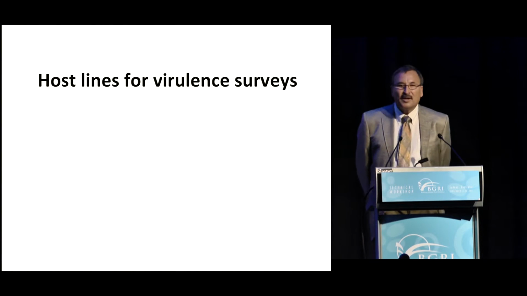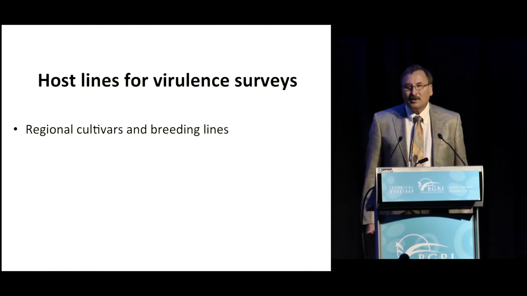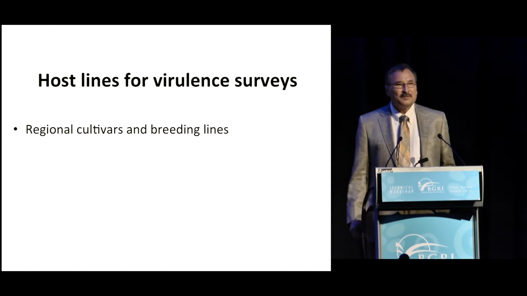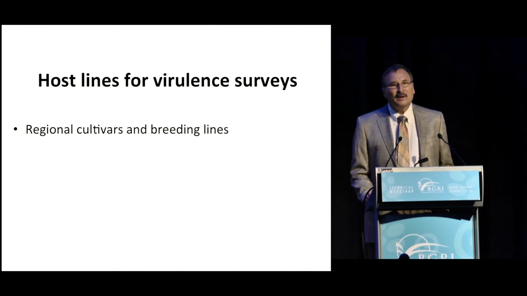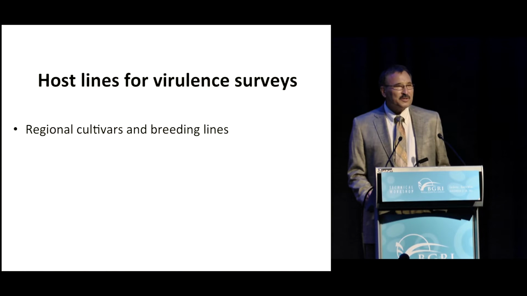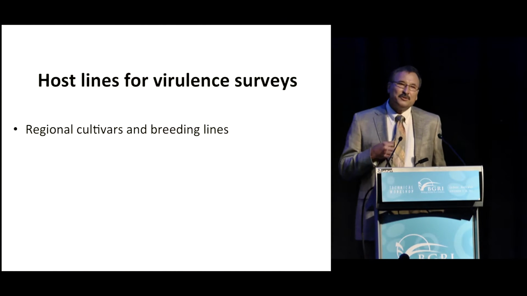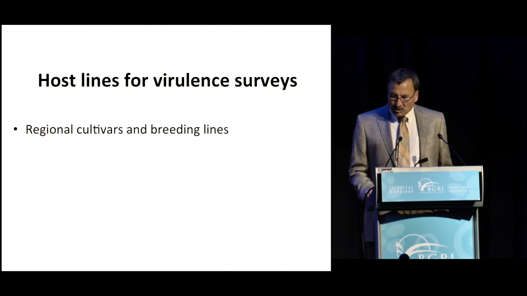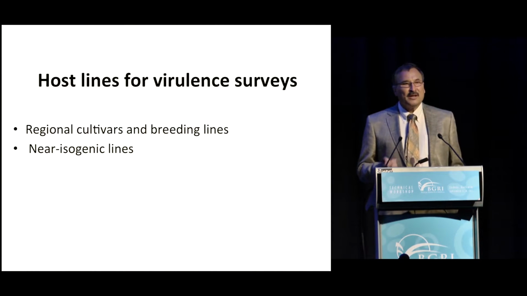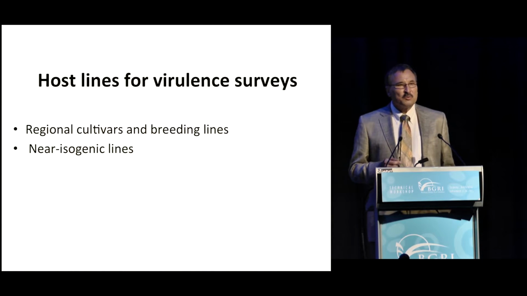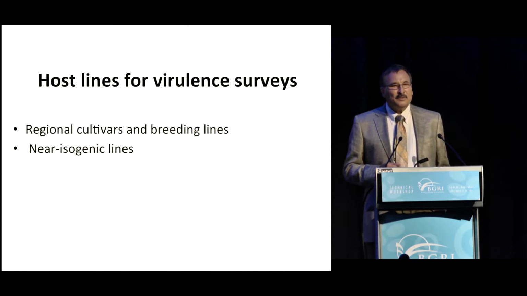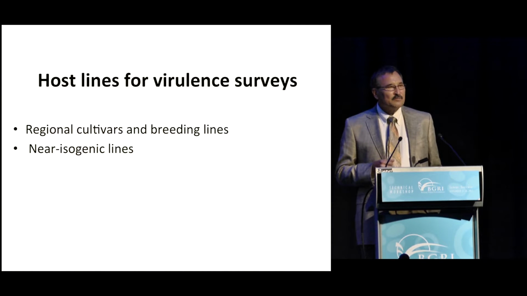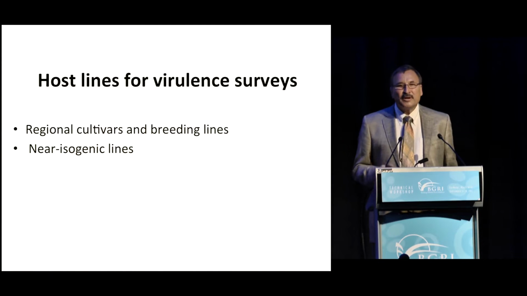So let's look at the host lines that are used in virulence surveys. Originally, there were regional cultivars and breeding lines, but it was soon realized that there were some problems associated with these. Mainly, the varieties had more than one resistance gene, and the genes were in different genetic backgrounds. So this led to the use of near isogenic lines, where sources of resistance were back-crossed into a susceptible, and we had individual genes in each line. And this allowed an increased understanding of reactions on individual genes. So most virulence surveys now include near isogenic lines.